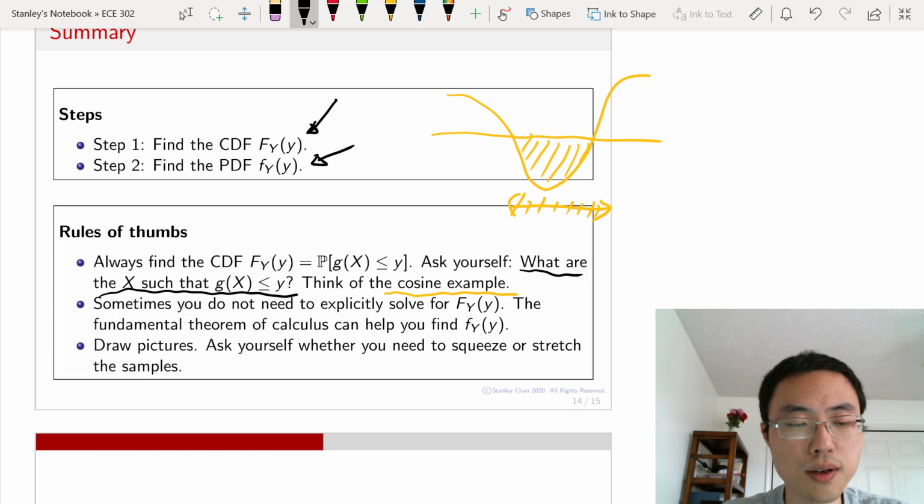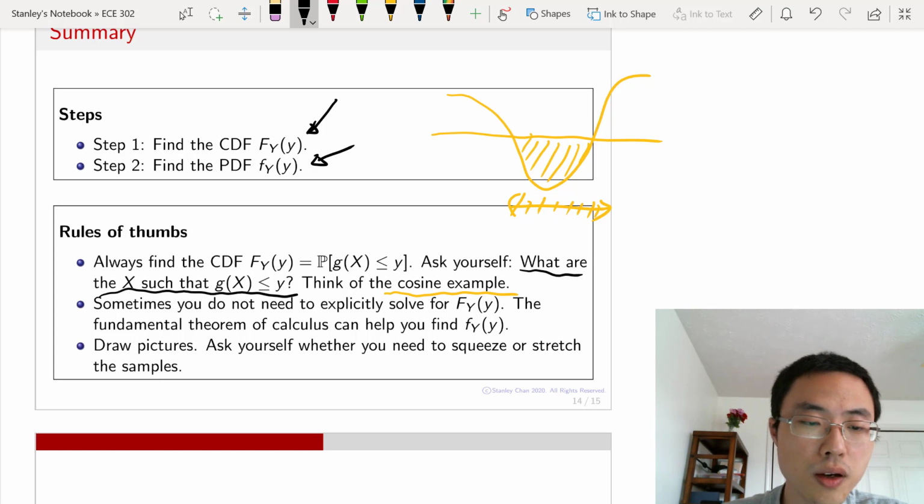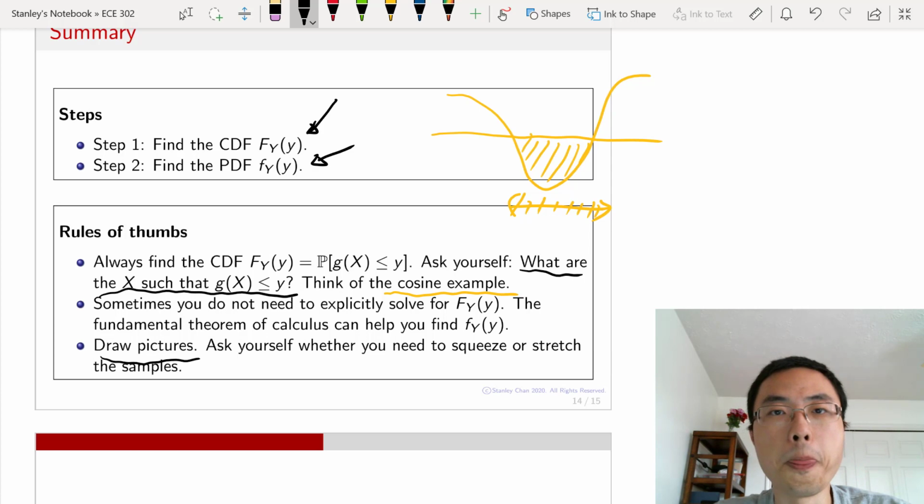The second important rule of thumb is that sometimes you do not need to explicitly solve for the CDF. This is example number 4. You can use the fundamental theorem of calculus to bypass that calculation and just directly go to the PDF. The third rule of thumb for this type of problems is to draw pictures. You can see that I have given you a picture in the beginning. That picture is very illustrative. I hope that you can spend some time to understand how we come up with this picture. And if you can draw this picture by yourself, you will be able to solve this problem a lot easier.